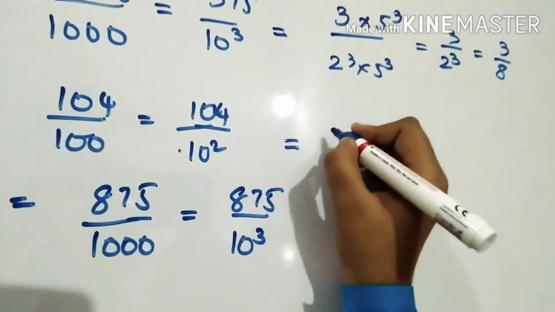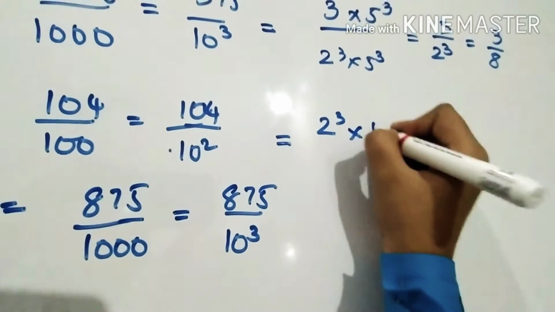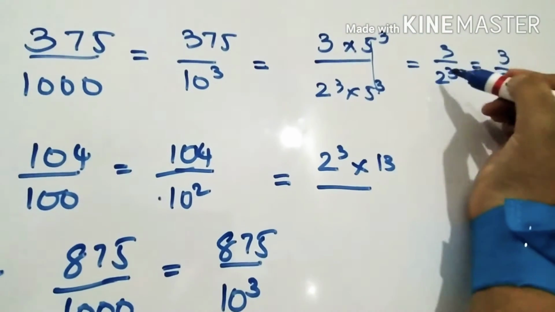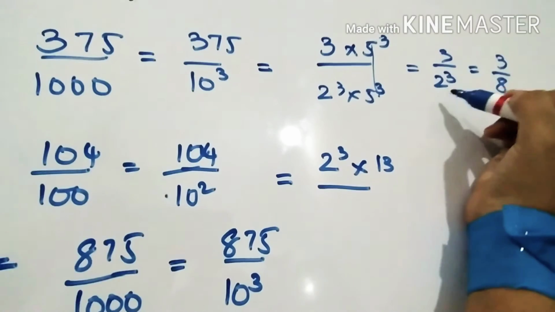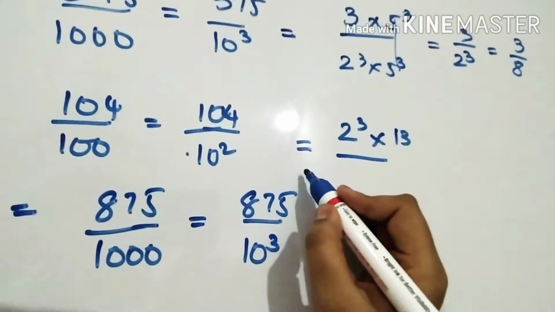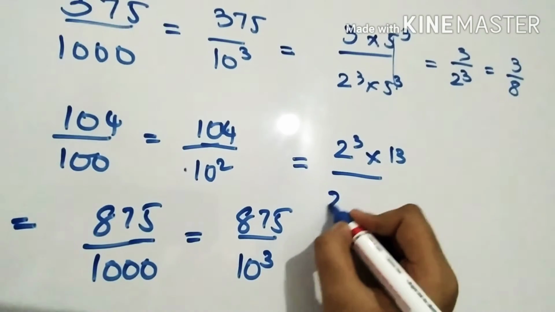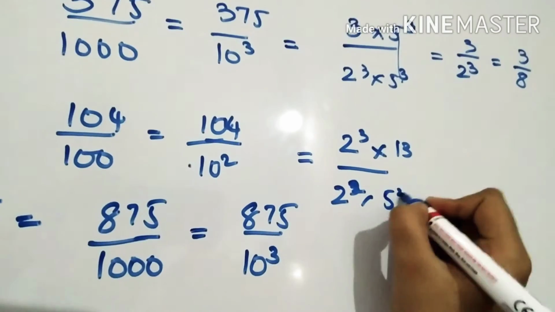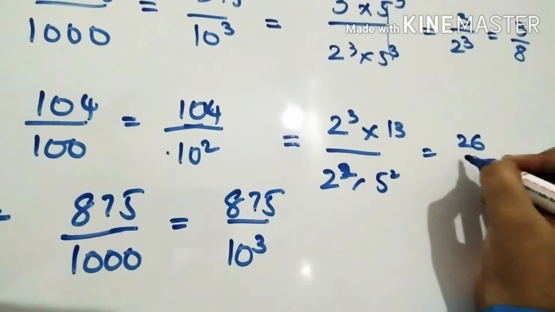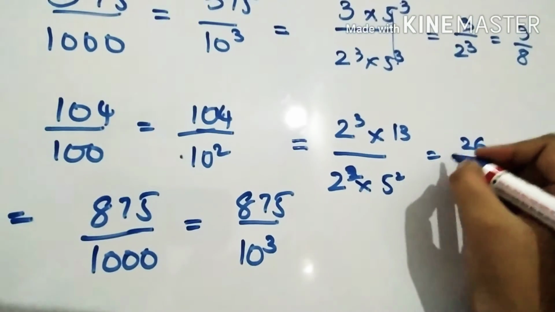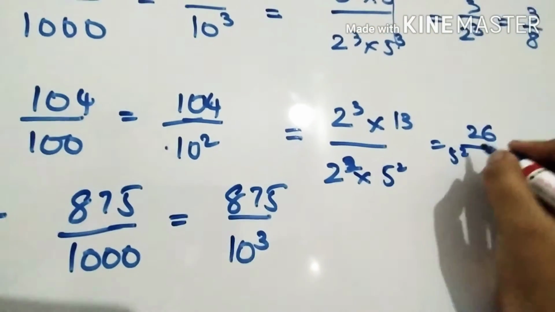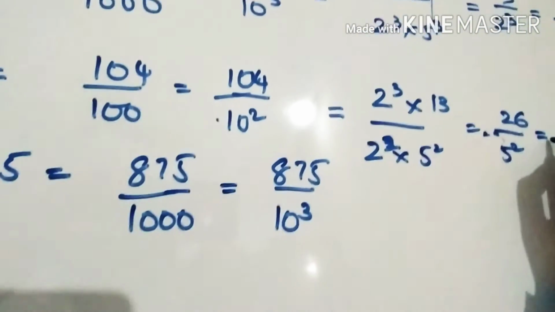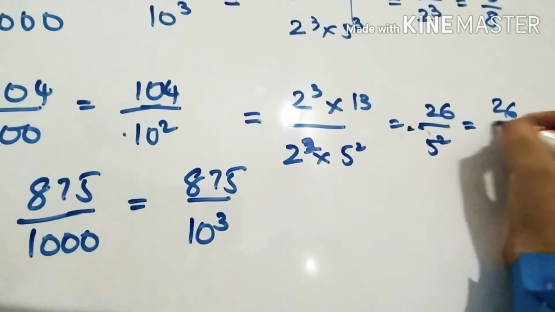For this, 2 cube into 13 by 2 square into 5 square, the 2 square cancels out, and we have 2 into 13 by 5 square, which is 26 by 5 square, which is 26 by 25.